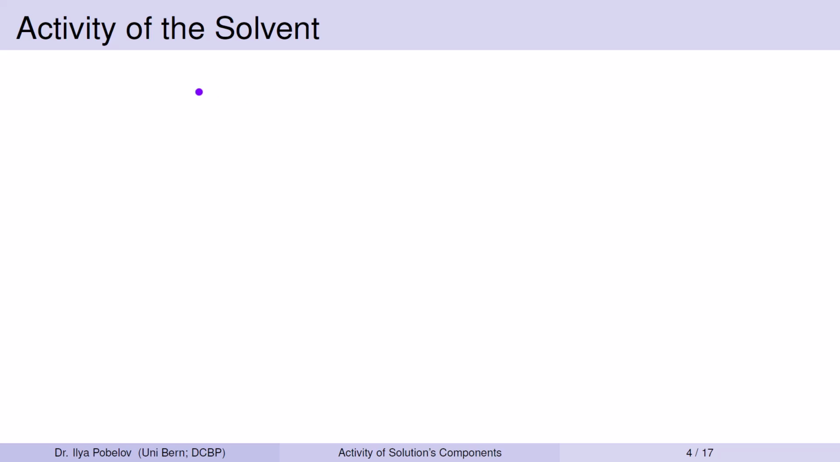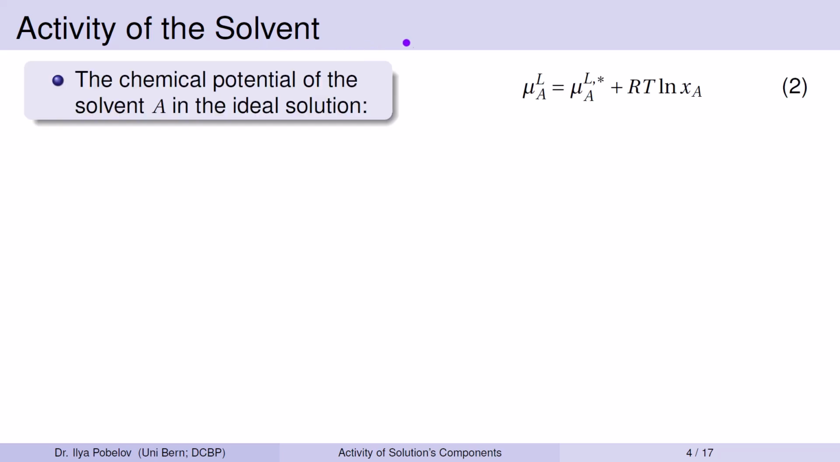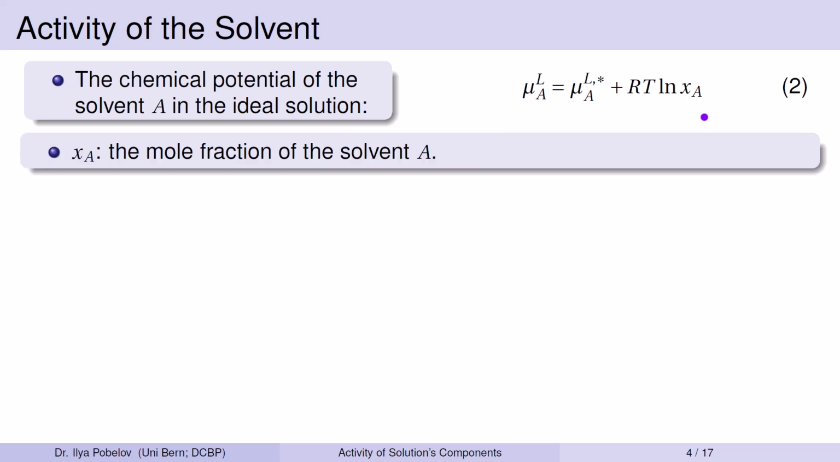When considering the chemical potential of a solvent, we start by examining its ideal behavior. In the ideal case, the chemical potential of the solvent in the solution is given by the following equation. μ_A(l) equals μ_A*(l) plus RT times the natural logarithm of x_A. Here, x_A is the mole fraction of the solvent.